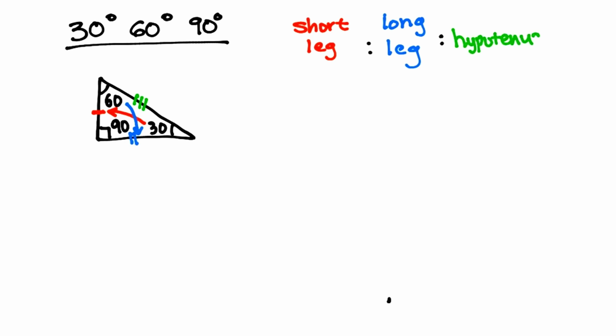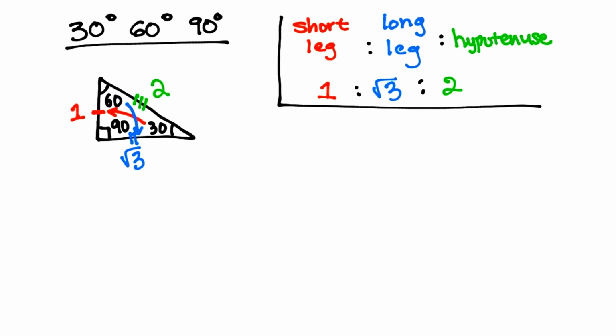And the rule that you have to memorize for the 30, 60, 90 is that the short leg is going to be equal to 1. The long leg is going to be equal to square root of 3. And then the hypotenuse is going to be equal to 2. So this here is what you'll want to write on your flashcard to remember the ratio of the sides for the 30, 60, 90 triangle.